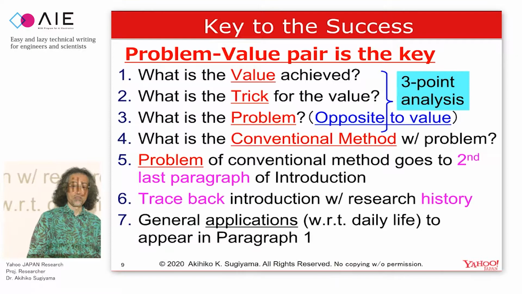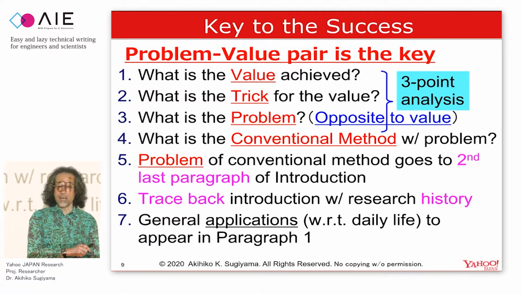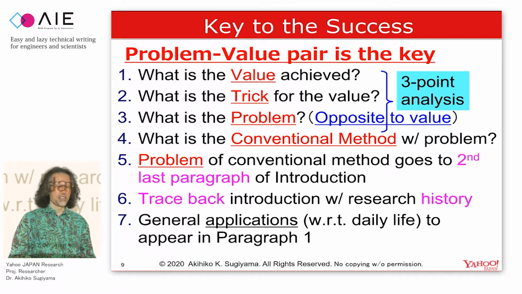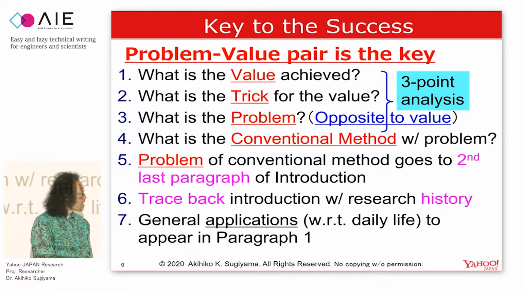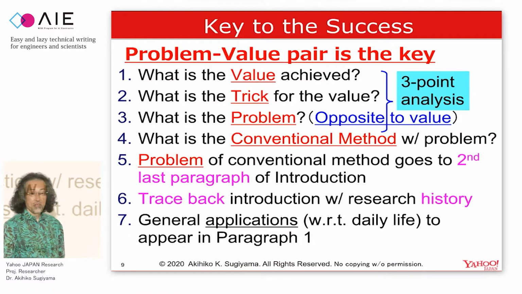And number 3, what is the problem? This is the next thing you should ask yourself. And as I said, this is opposite to the value. So once you have identified the value in a good way, it's very easy to identify the problem. And then, what is a conventional method? It's a kind of review in yourself too, because you should be familiar with the conventional method.